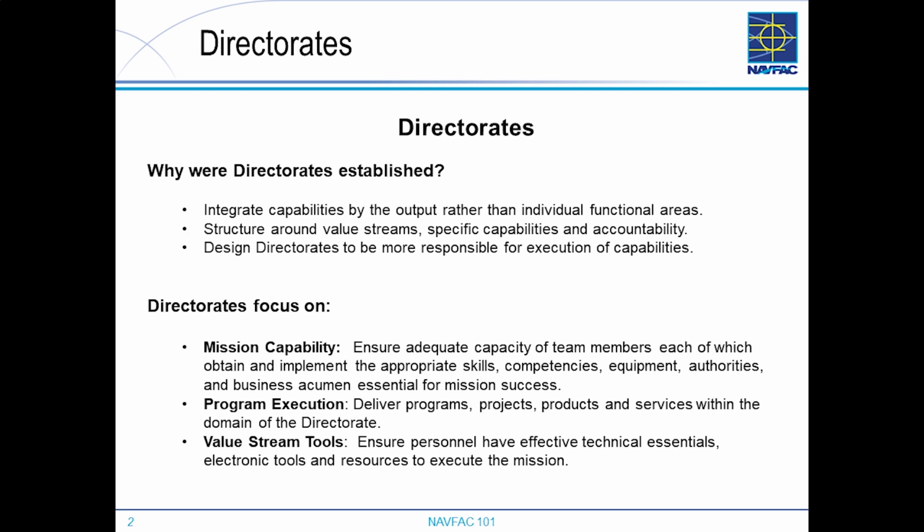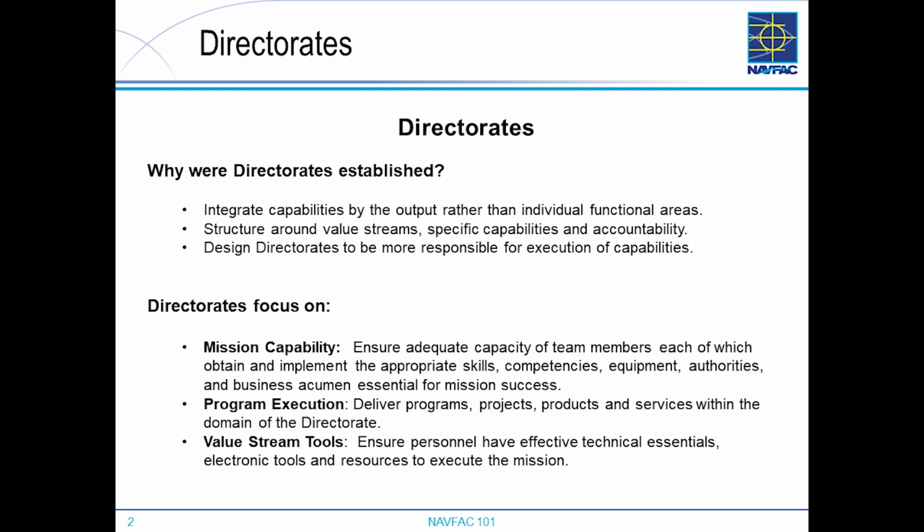Now with our new directorate structure, those planners that worked on that installation PWD 1391 are now part of the same directorate as the individuals that created that Region FEC Team Final 1391 document. Again, we're focusing on the output, which is the award of the construction contract, rather than an individual functional area.